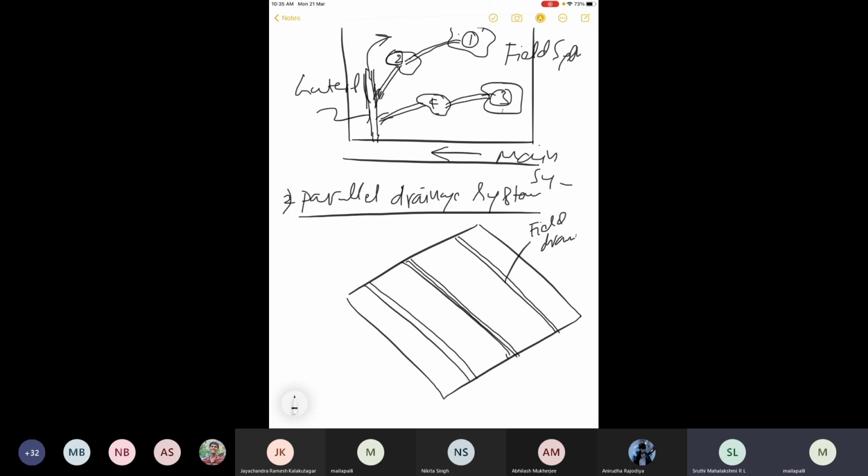Let's say this is the field drain, right? So water from this land surface will be flowing into this. Similarly, water from this will be flowing into this. Some portion will be flowing into this. Then finally you are going to collect the water into this. Because the drains are parallel to each other, this is suitable for flatter or poorly drained soils like clay soils that have numerous shallow depressions.